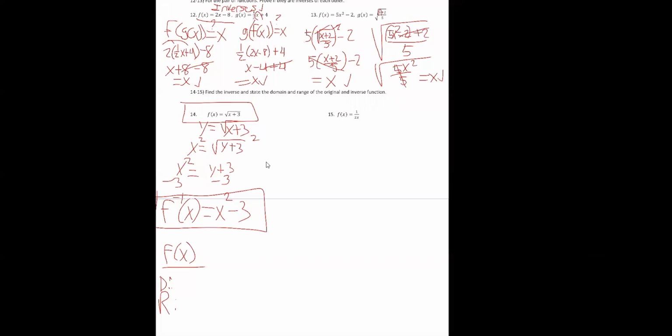So basically I want to think about what I can plug into that original function and what I can't. For example, I could plug in -3 into that original function because that would give me the square root of 0, which is just 0. That's a-okay. But I can't plug in anything smaller than -3. If I plugged in -4 into that original function, that's a problem. If I plug in -5, that's a problem. If I plugged in -3.1, that would be a problem because I'd get -0.1 underneath my radical, which is not okay. So my domain would basically be every x that's greater than or equal to -3.